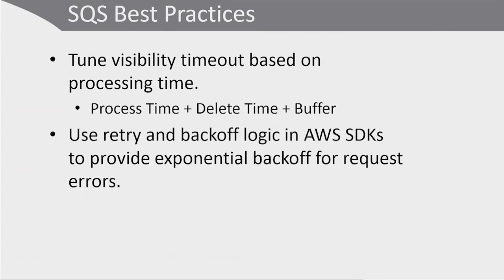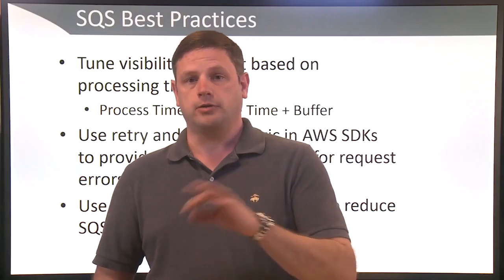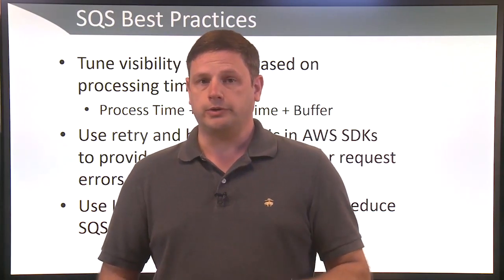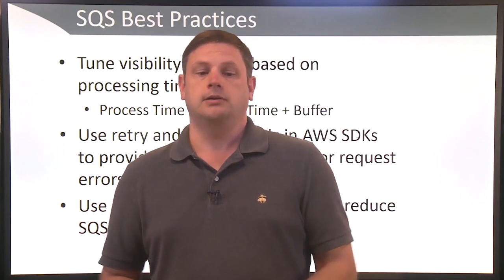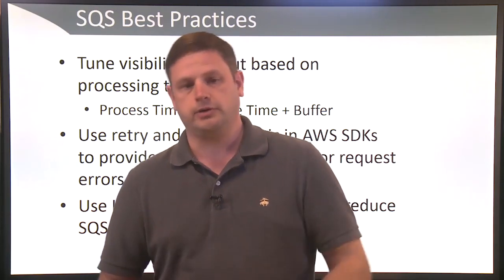In the event you encounter an error, then use exponential backoff to retry those requests. Don't just keep hammering at the API in order to get data. Use long polling where possible to reduce SQS fees. Now the SDKs do this for you automatically, but if you are interacting with it, say through the API directly, then use long polling. Make the request and wait for some data rather than request, disconnect, request, disconnect.